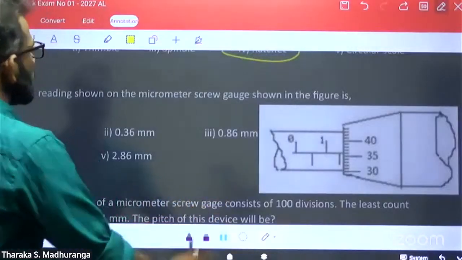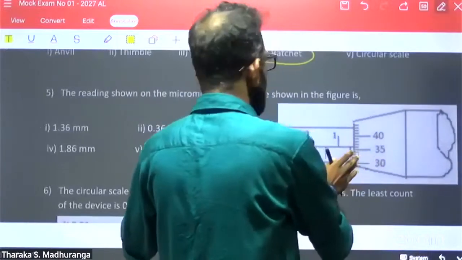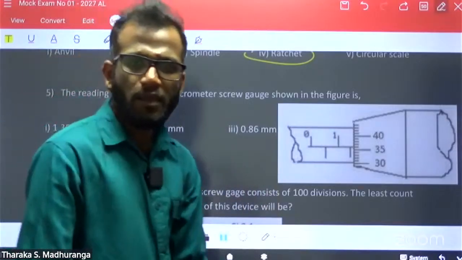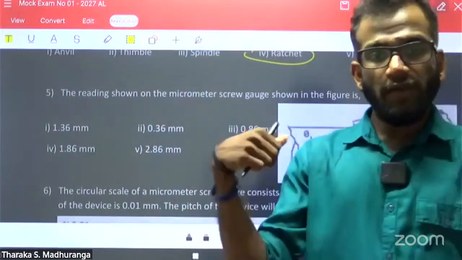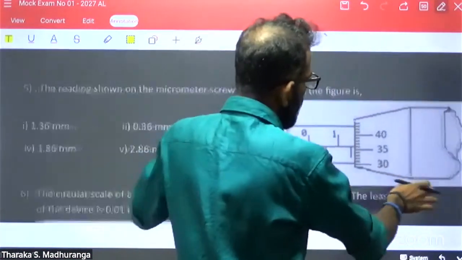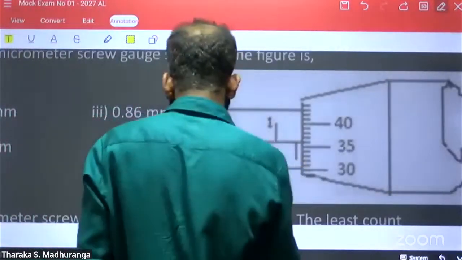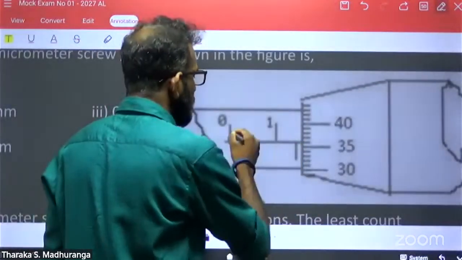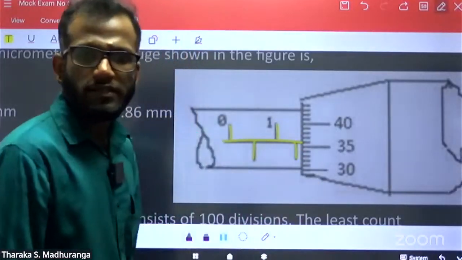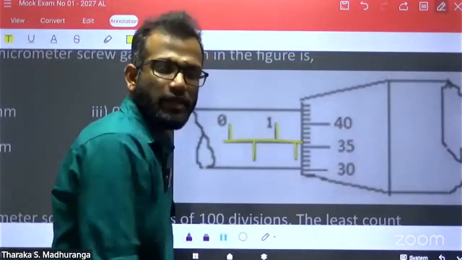Okay, the reading shown in the micrometer screw gauge in the figure is... There is a figure given with scale positions. Then the question asks, what is the value given in the micrometer screw gauge? Can you read this? What is your first step? Get the linear scale value. That we call the linear scale, and the rotating part we call the circular scale.